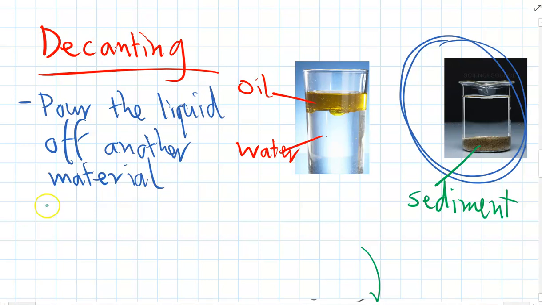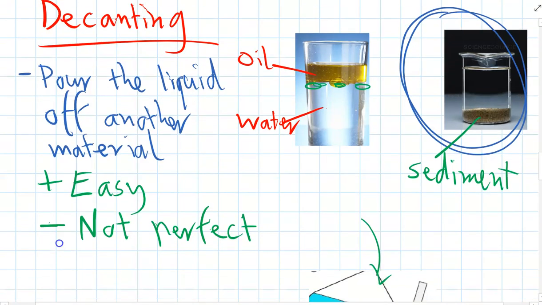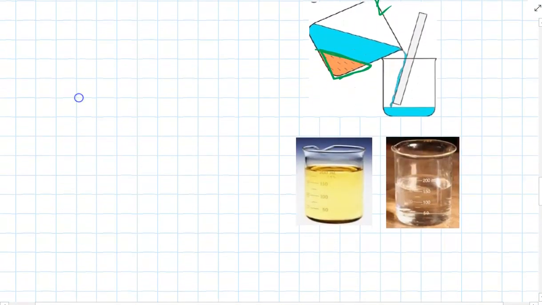So the positives for decanting, it's easy. You just take up the container, pour the liquid off the top. The only problem is it will usually leave a tiny bit of that top liquid in the container. So in this one, there'll usually be a little bit of oil left at the top that you can't pour off perfectly. So decanting is not perfect. That's the downside of it. But hopefully at the end, you'll have two separate containers with mostly separate and pure substances.